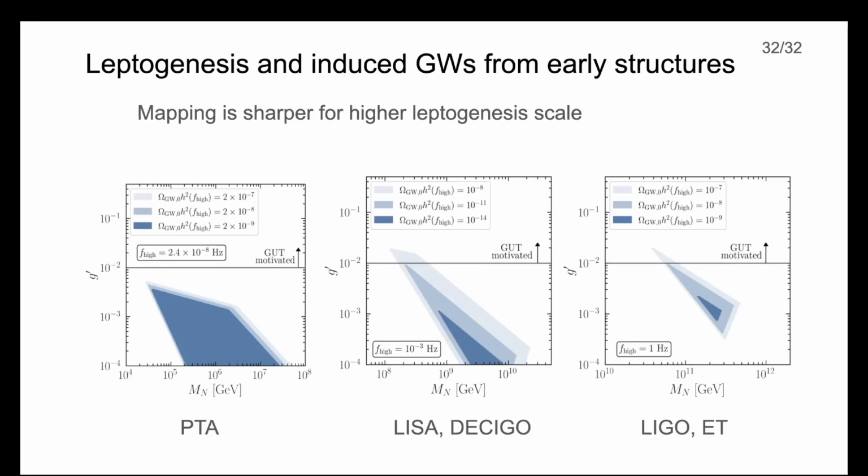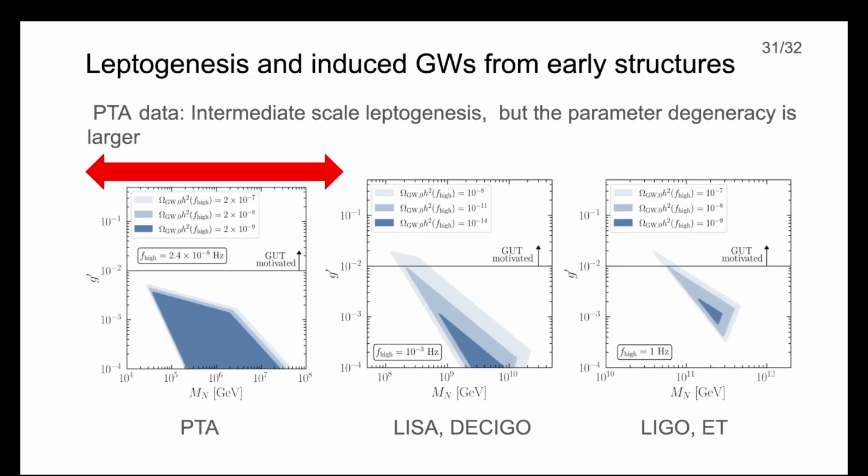Whenever you go to the left side, or lower the frequency regime, the scale of leptogenesis decreases, and in the PTA regime, you can fit the PTA data with an intermediate scale of leptogenesis. But whenever you try to fit the PTA data, the mapping is not that sharp. We have lots of degenerate parameter space, but still it's quite good that in this model you can fit 10^5 to 10^7 GeV neutrino mass to PTA data.